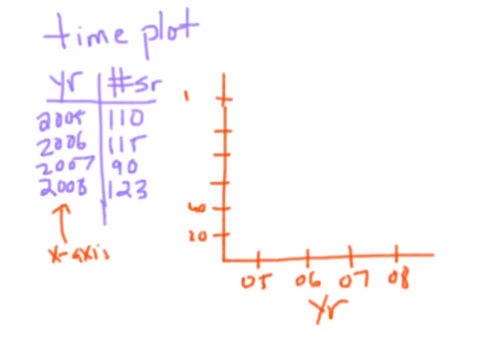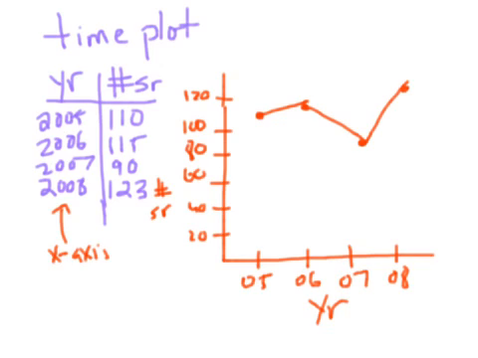120 is right there, right? 100 is right here, 80, 60. So 2005, there were 50 students. 2006, 150, what am I doing? 2005, there were 110 students, then 115, then 90, then 123, and then for a time plot, you always connect the dots, and then this is number of seniors.